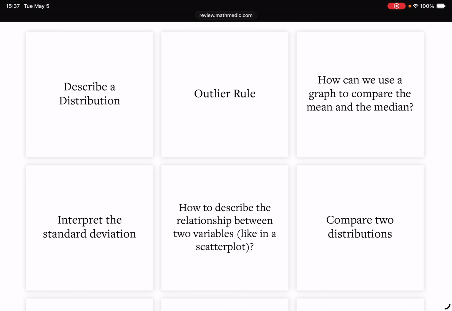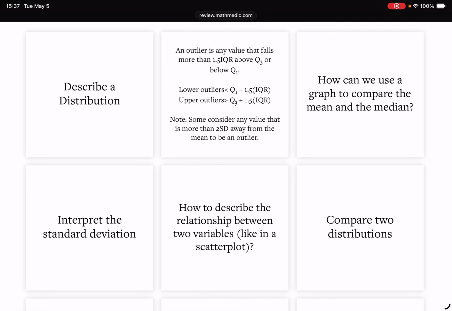Okay, now the outlier rule. Remember, the outlier rule is also referred to as the 1.5 IQR rule. So in order to be considered an outlier, you either have to have a very small value, so Q1 minus 1.5 IQR, or a very high outlier value, so Q3 plus 1.5 IQR.